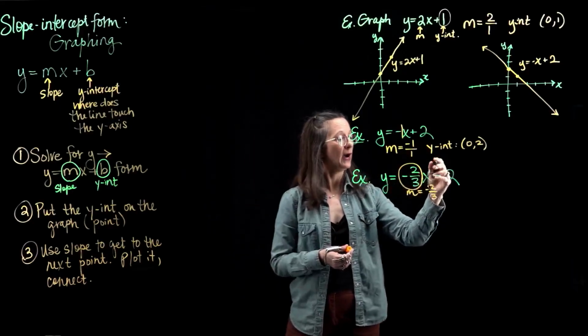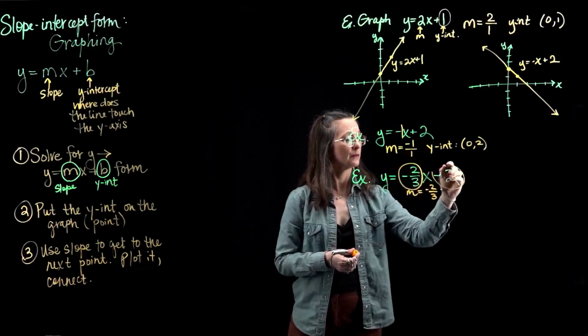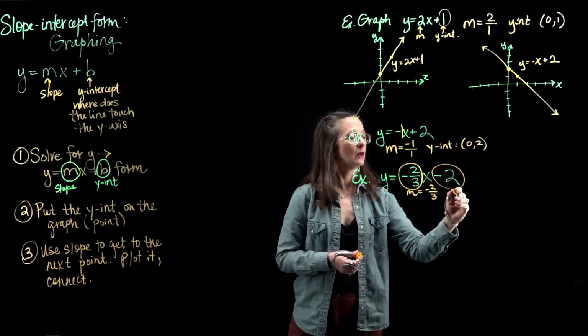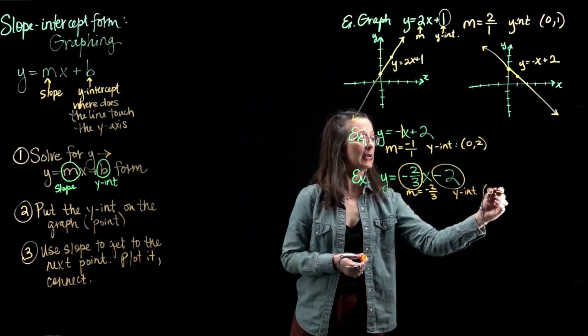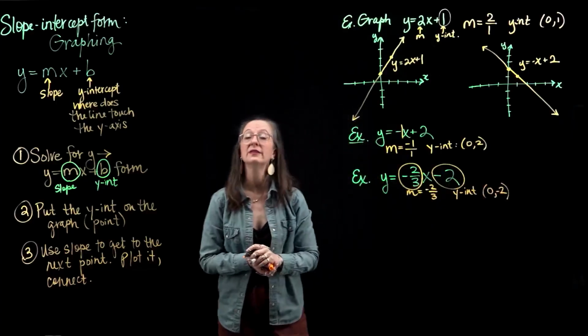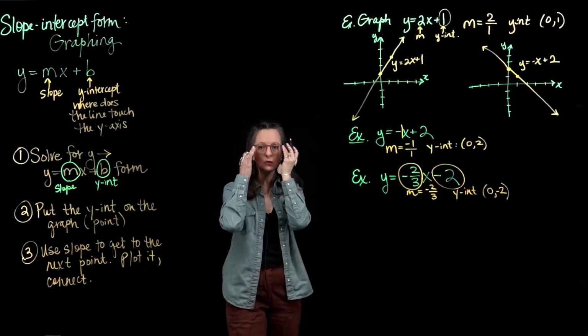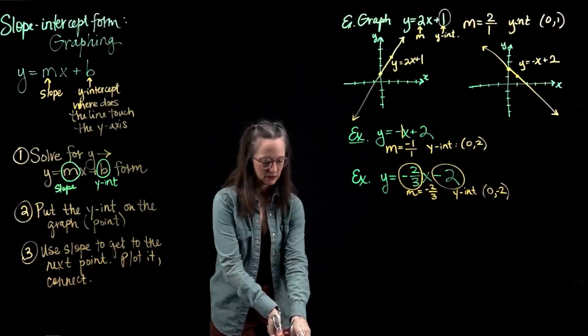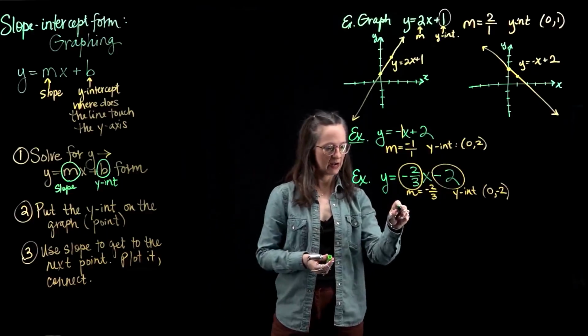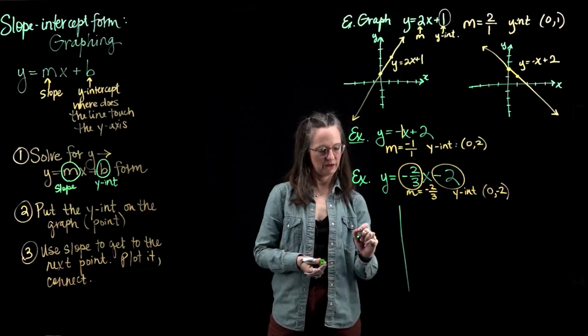And then our y-intercept would be the point 0, -2. Remember that that negative travels with the 2. They are attached to each other. All right, so let's draw a graph. Same as before.